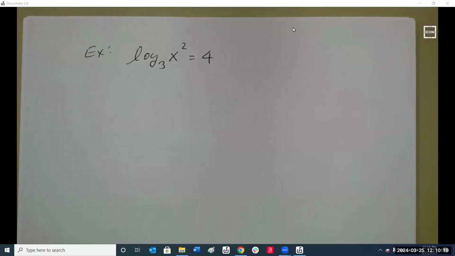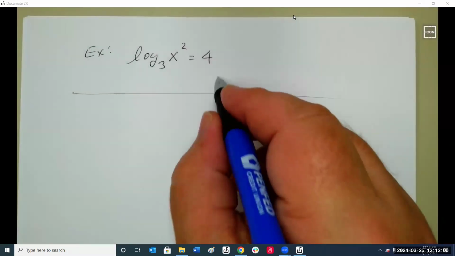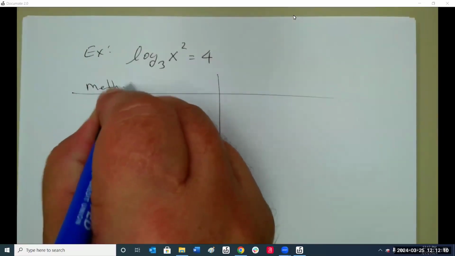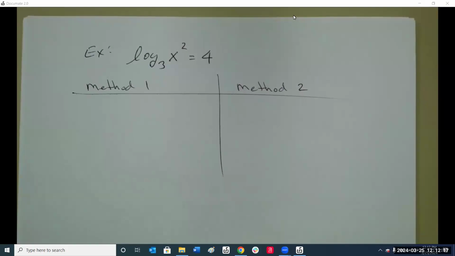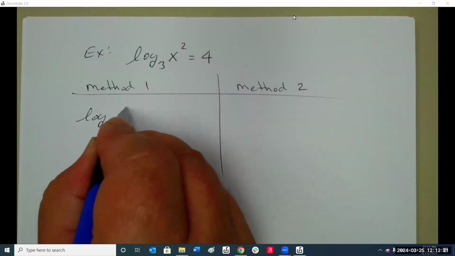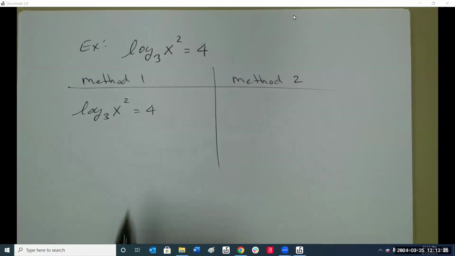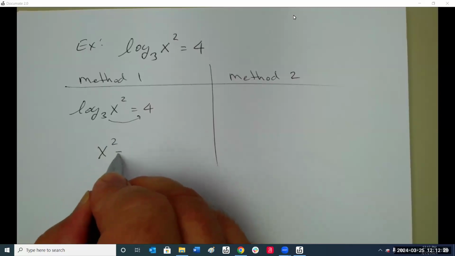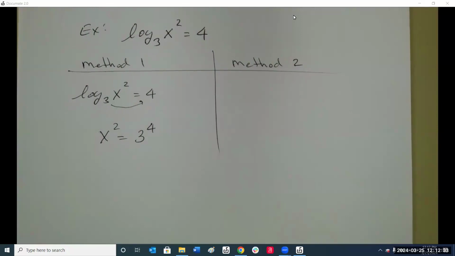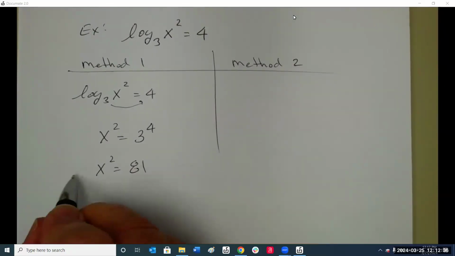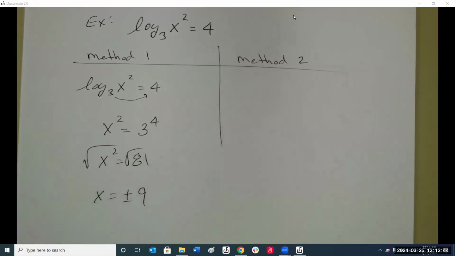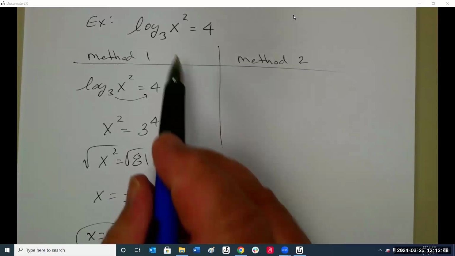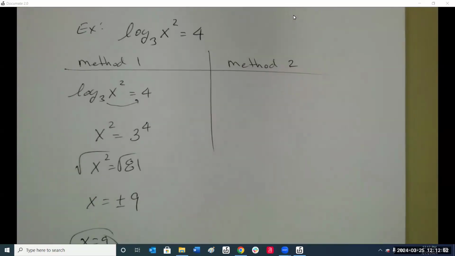Solve for x. Method one, method two, and both of them following the rules. How many of y'all just took that over there? How many of y'all did that? So x squared equals 81, x equals plus or minus 9. And you have to check your answers. You see that it can't be negative, so it has to be positive. That's one way of doing it.